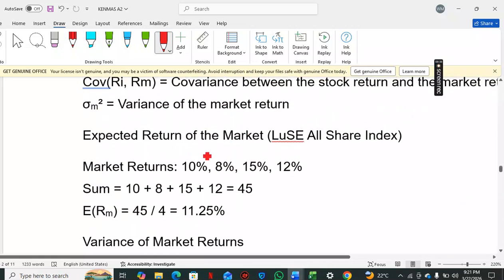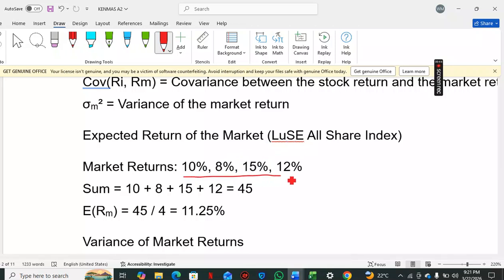The expected return for the Lusaka Securities Exchange, remember these values are from the table: 10% plus 8% plus 15% plus 12% is 45%. Divided by 4, 11.25%. This is the expected return for the Lusaka Securities Exchange.